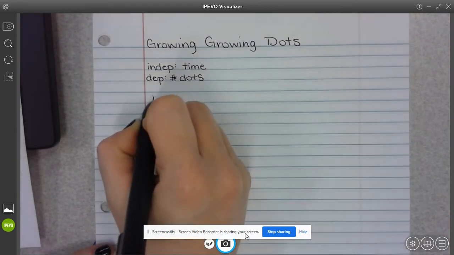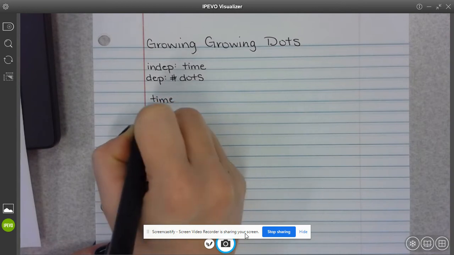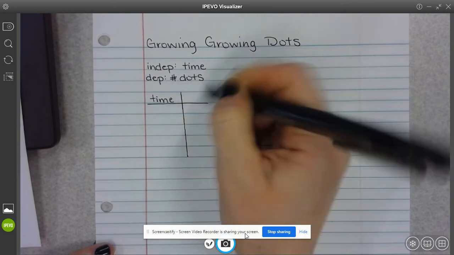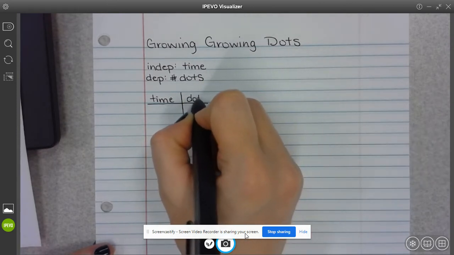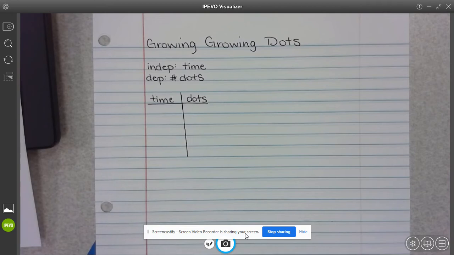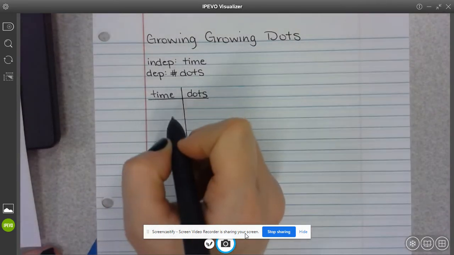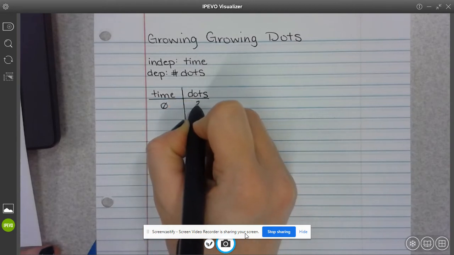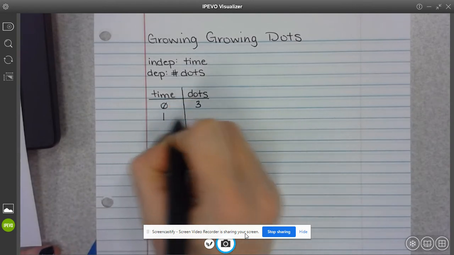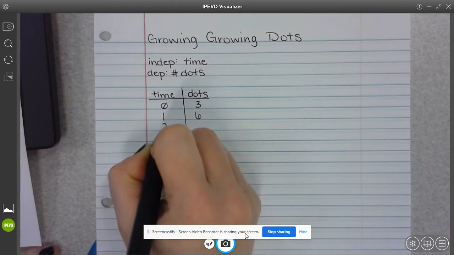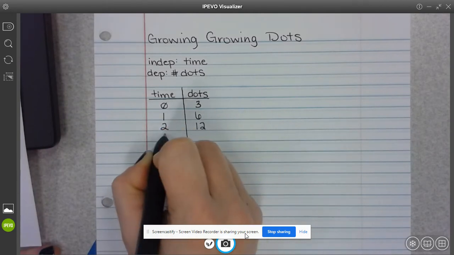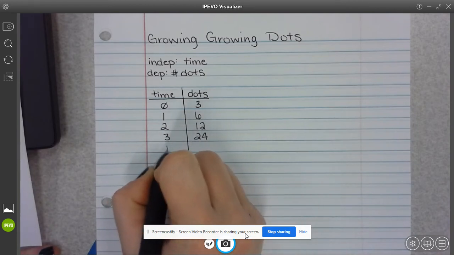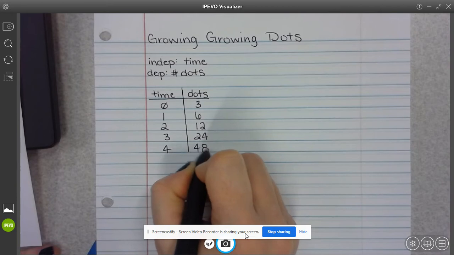So I'm going to start making a table. And this is very similar to the growing dots task we did in Unit 2 when we started learning about arithmetic sequences. So looking at your picture, we can fill in at 0 minutes, we had 3 dots. At 1 minute, we had 6. 2, 12. 3, 24. And 4, we had 48.